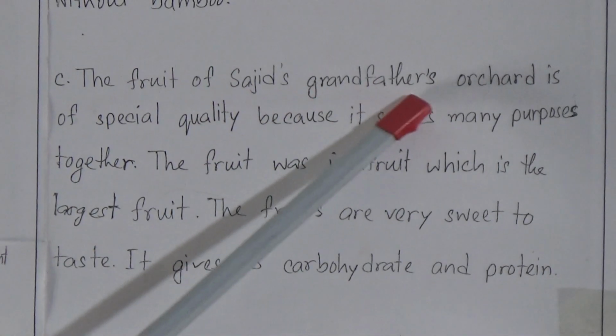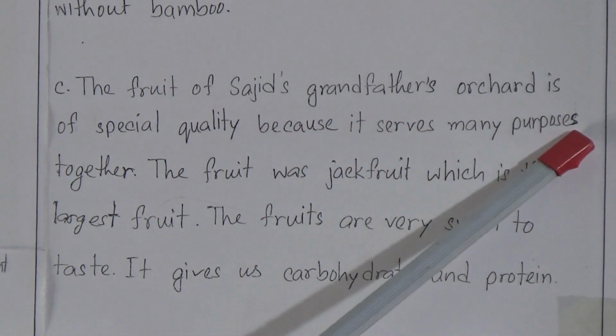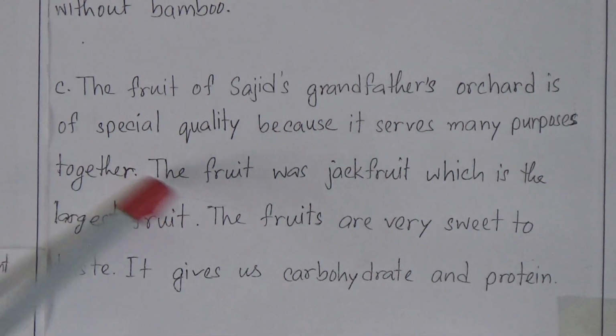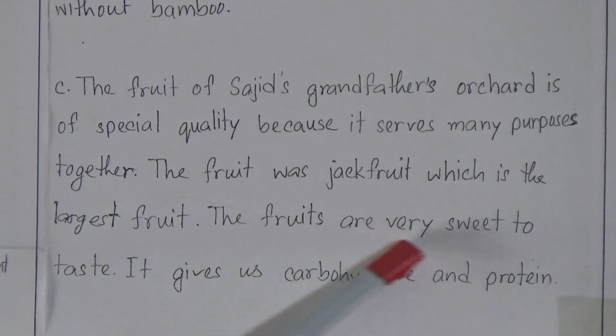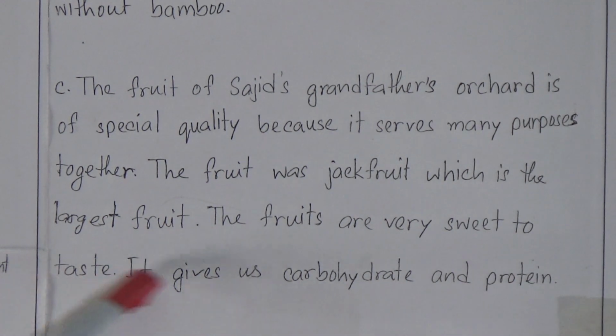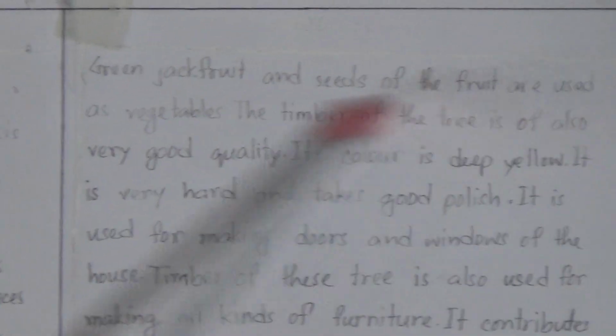And now look, the fruit of Sajid's grandfather's orchard is of special quality because it serves many purposes together. The fruit was jackfruit, which is the largest fruit. The fruits are very sweet to taste. It gives us carbohydrate and protein. Green jackfruit and seeds of the fruit are used as vegetables.